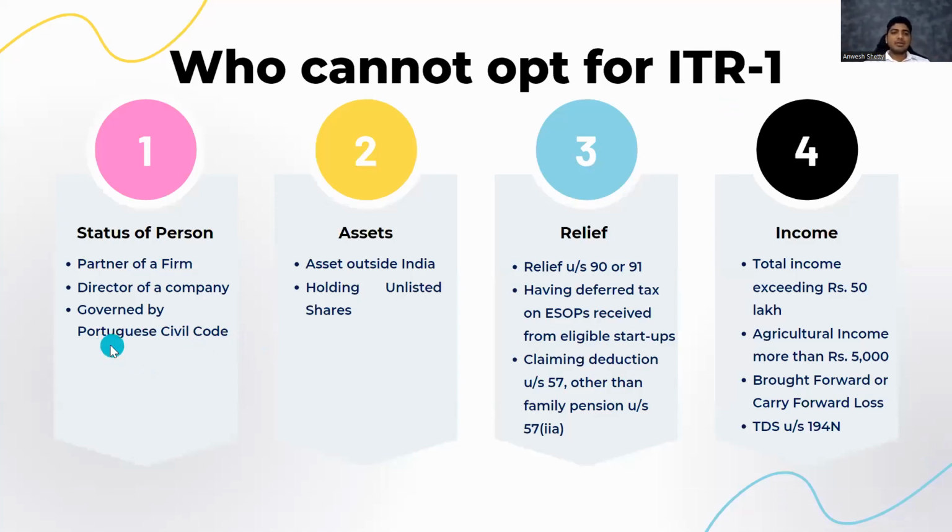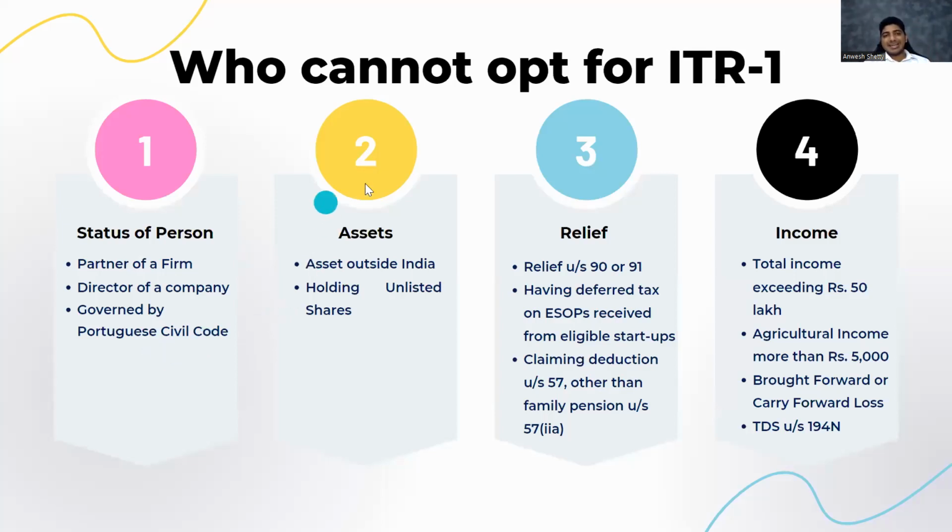And next one is if you are governed by the Portuguese Civil Code. Now, if you are a tax faculty, you must be aware of something called the Portuguese Civil Code, which is mainly prevalent in Goa, where both husband and wife are treated as equal owners. A simple example would be, let us say you are a Goan citizen and you earn 10 lakh rupees of salary. Now in Karnataka, the entire 10 lakh rupees is the income of the husband. But in Goa, there is a concept of half thereof. So 5 lakh is the income of the husband and 5 lakh is the income of the wife. So if you are a Goan citizen, ITR1 is not applicable to you.